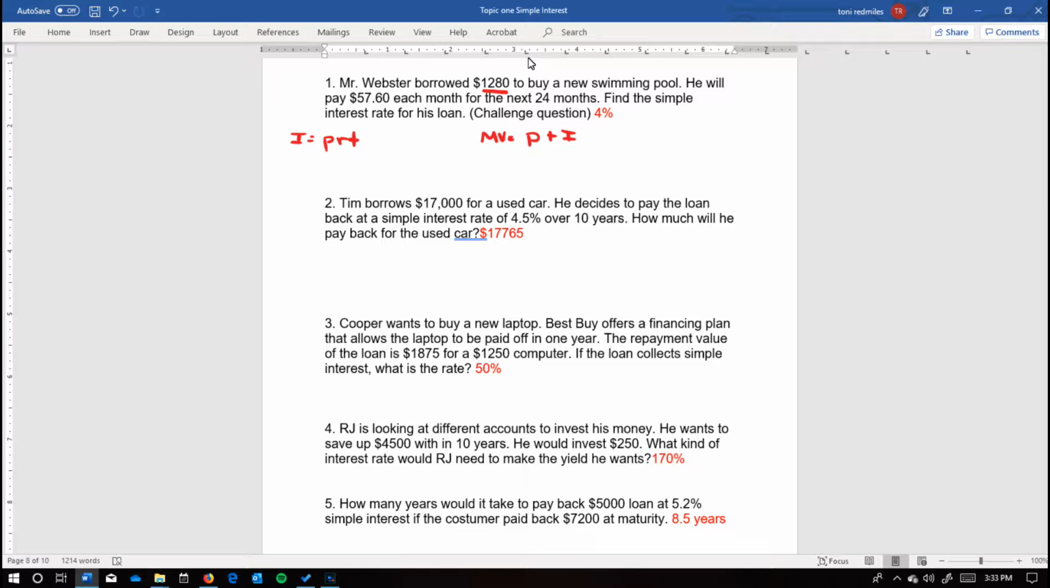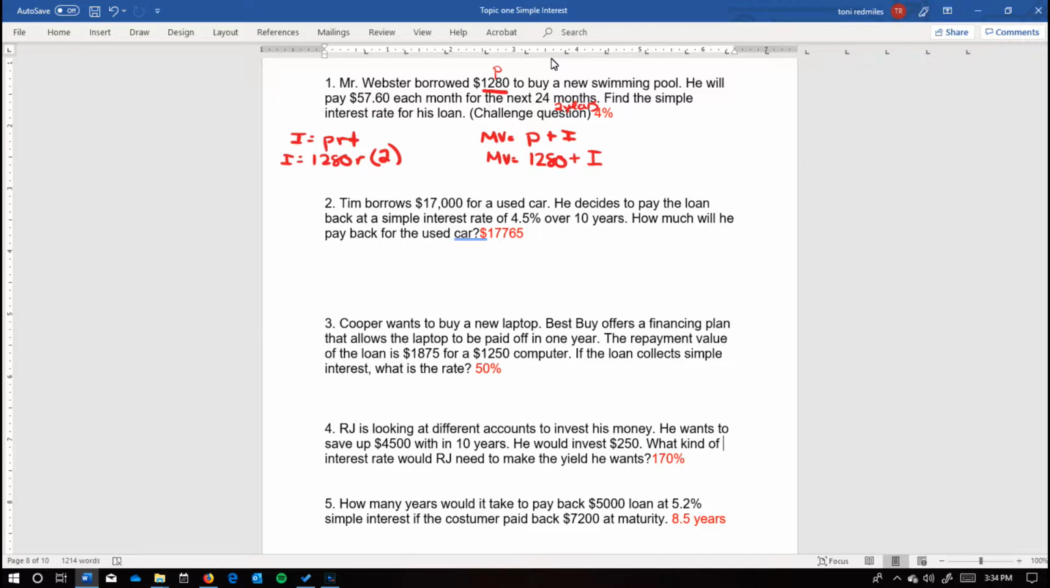So let's fill in what we have. Well, we know that we're borrowing this, so this is my P. And we know the time. The time is 24 months, which is 2 years. Okay, so I'm going to put in what I know. Okay, so that's all I know. I don't know anything else. I can't really solve anything, but I do have this number.